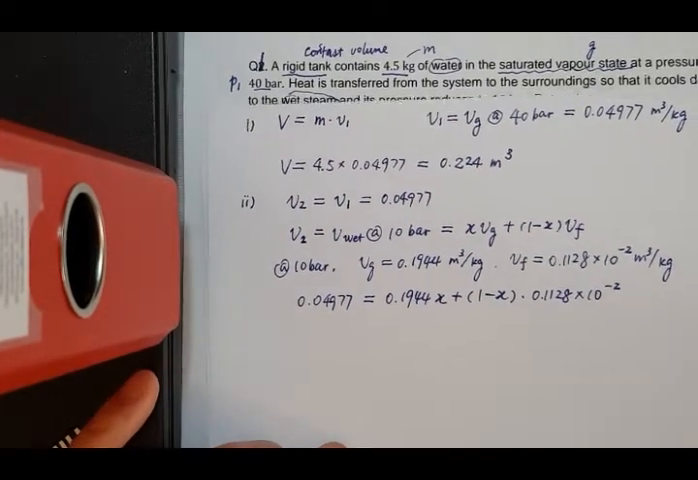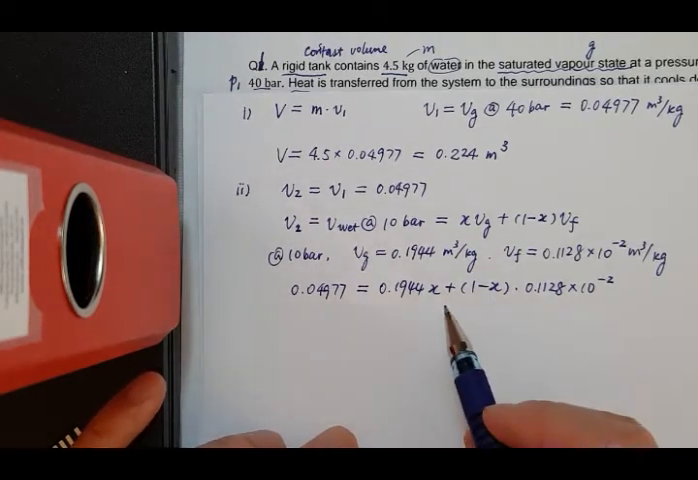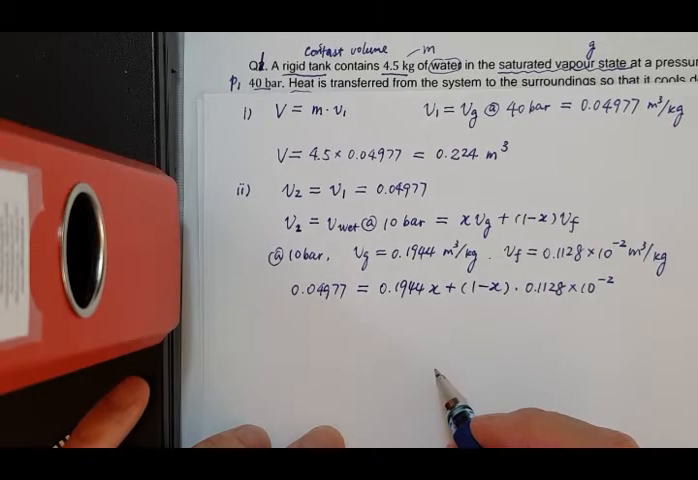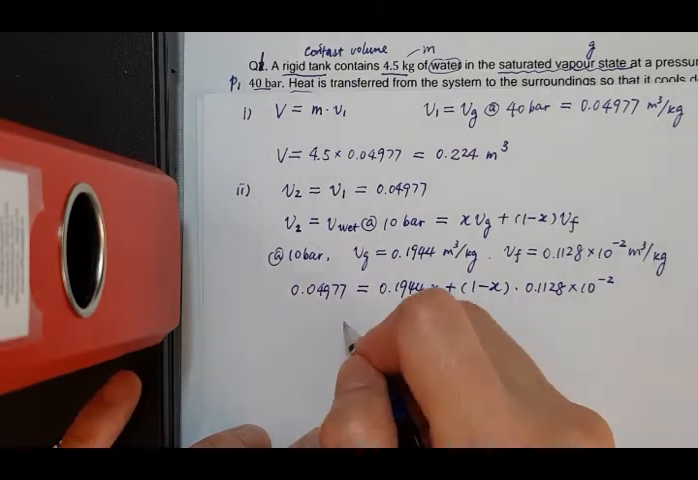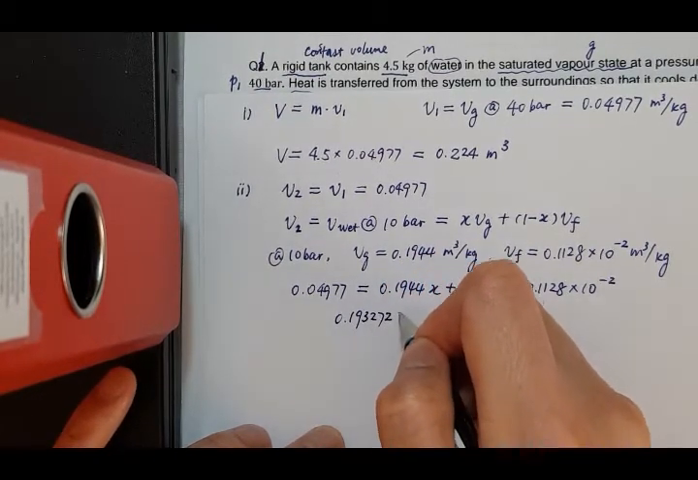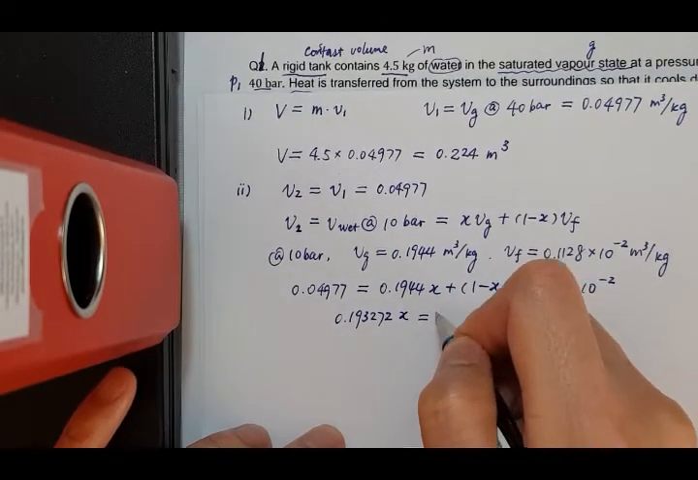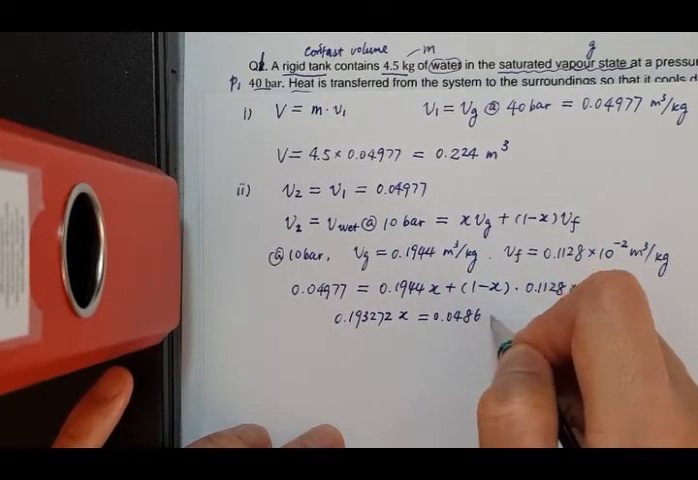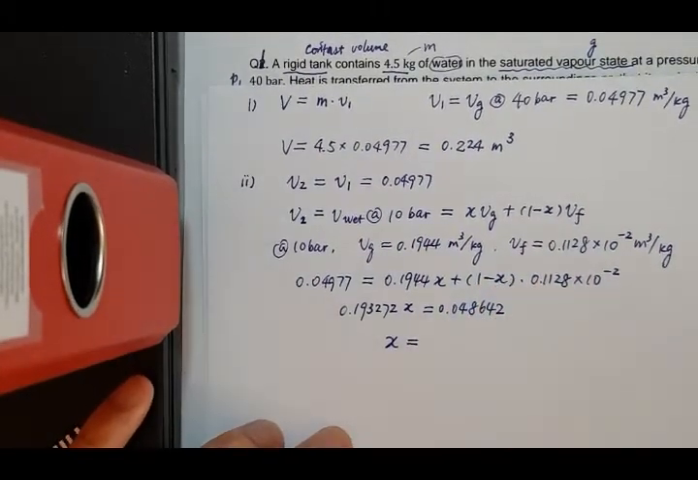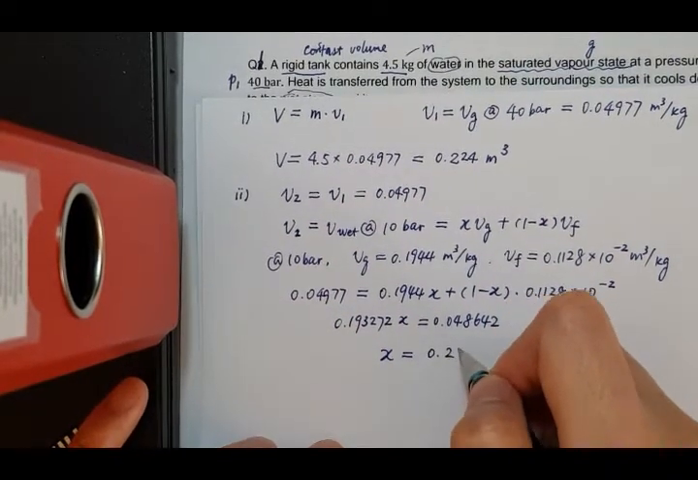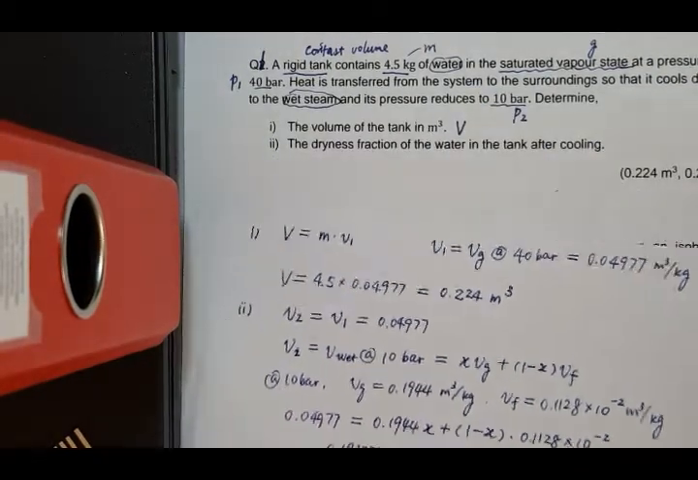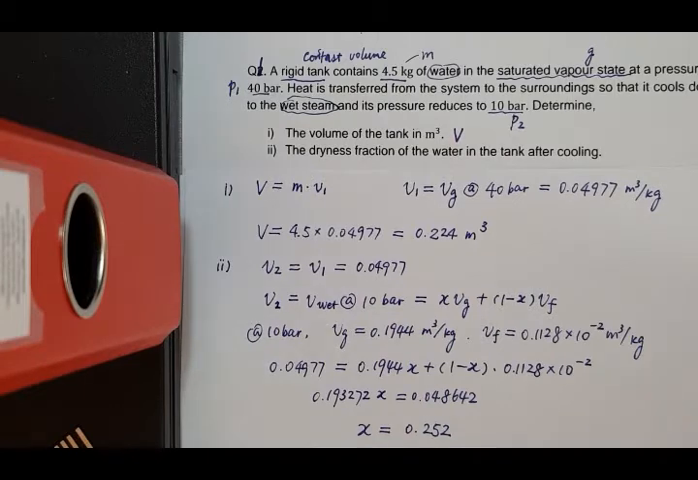Okay, so next what you need is just a little bit of mathematical skill. You need to rearrange and then calculate X. After the rearrangement, you can get 0.19, so you can double check your calculations, times X, which is equal to 0.48642, something like that. And finally you can calculate X, the dryness fraction, which is 0.252. Okay, so that's basically the solution for this question.